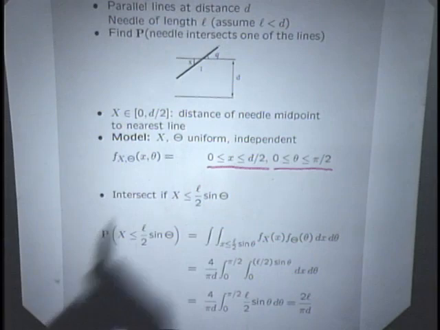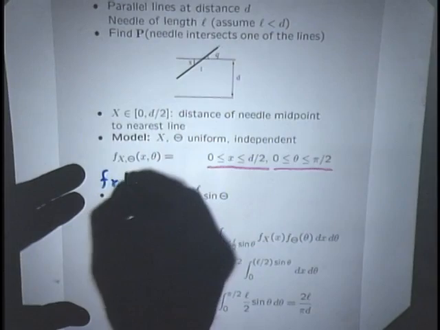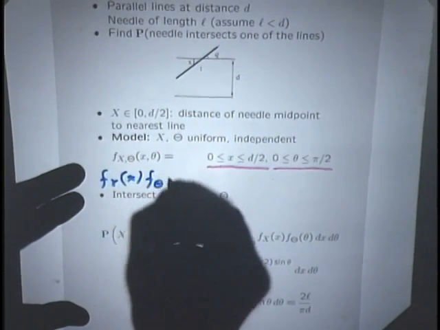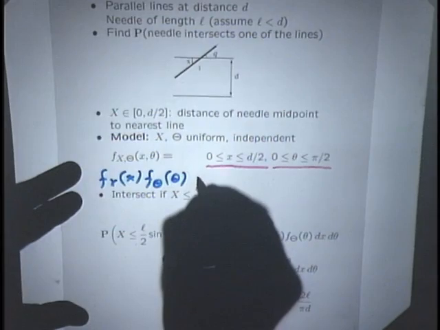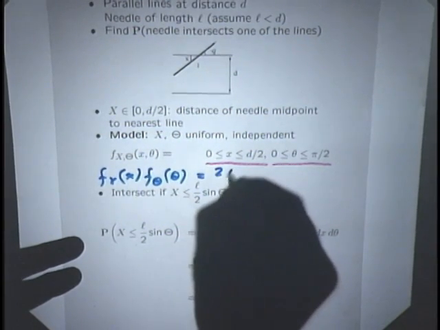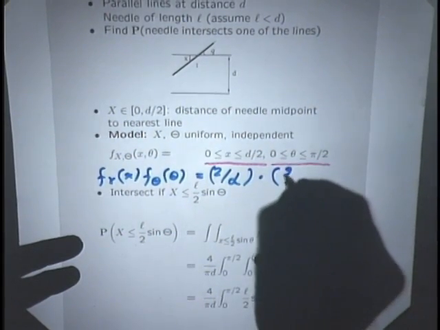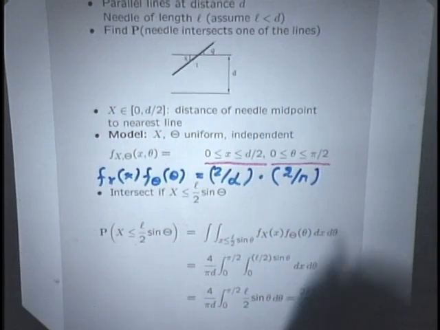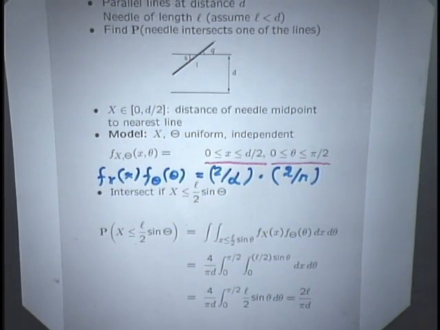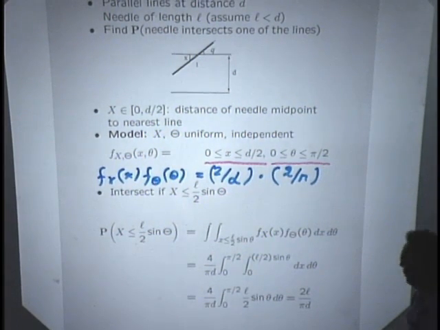So what's the formula for the joint density? It's going to be the product of the densities of x and theta. Why is it the product? This is because we assumed independence. And the density of x, since it's uniform and since it needs to integrate to 1, needs to be 2 over d. And the density of theta needs to be 2 over pi, so that the overall probability over this interval ends up being 1. So now we do have our joint density in our hands.